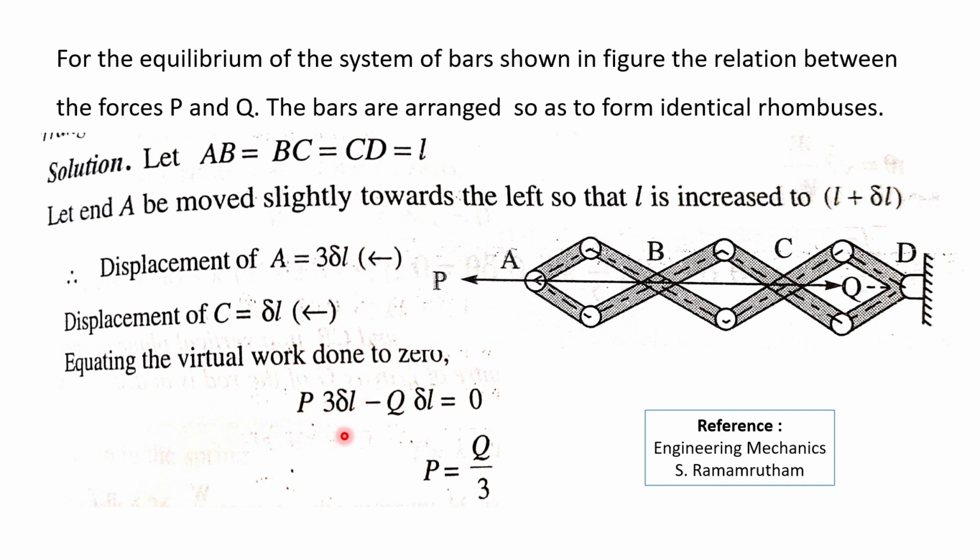You can equate it, or you can give the sign convention, that opposite direction, so minus 1. And that is how in the next step, by simplifying, you will get the relationship as P is equal to Q by 3. So in today's class, dear student, we have tried to understand the application of virtual work for solving simple everyday life problems.